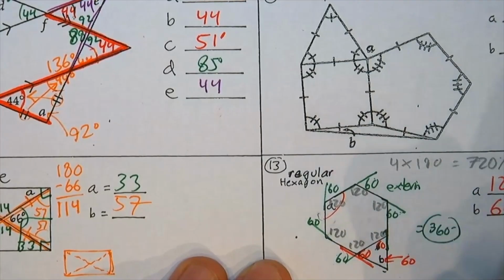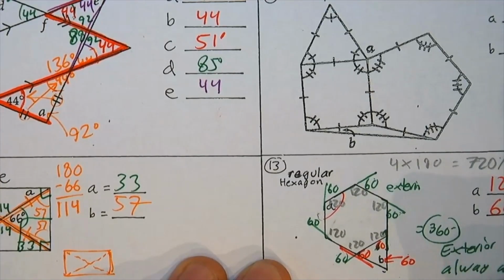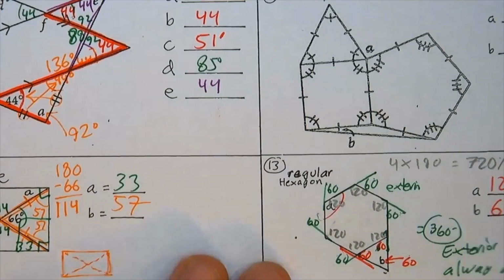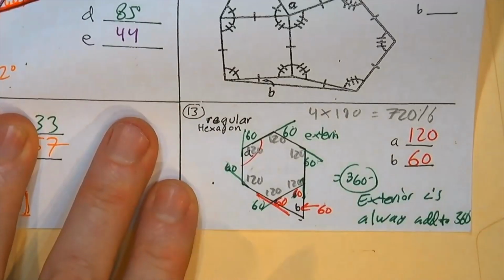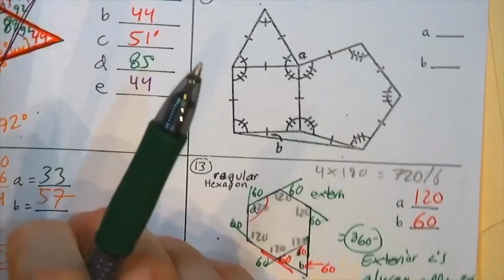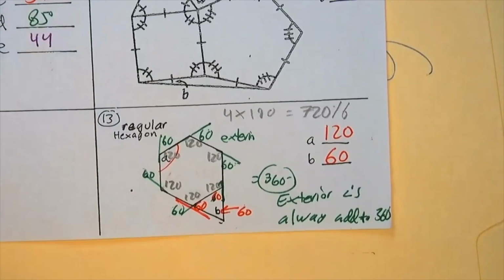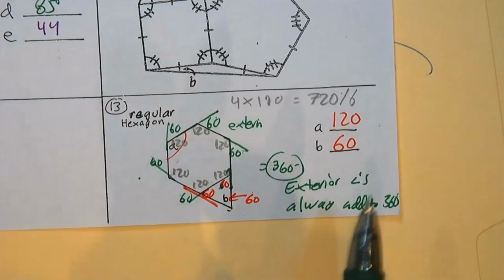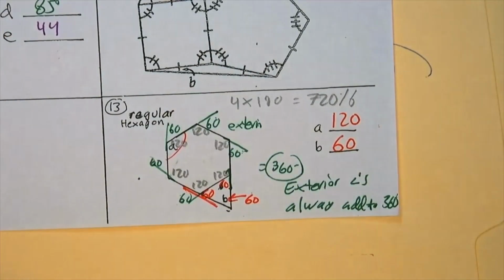And here's a little secret. The exterior angles always add to 360. And it doesn't matter if it's a triangle, a square, a pentagon, an octagon, a decagon, a dodecagon. The exterior angles always make 360. The old trick.